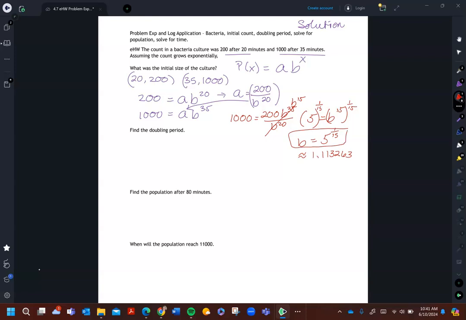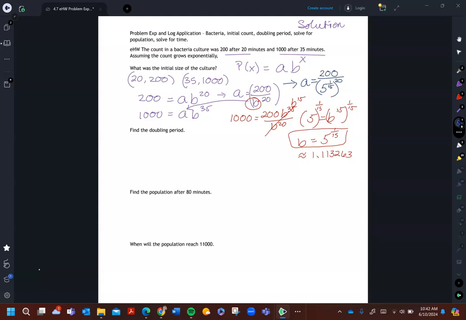Then I can go ahead and plug that 5 to the 1/15th back in for b here, and I'll write that over here. This is going to solve for A. So I would get 200, and then I would have 5 to the 1/15th raised to the 20th.